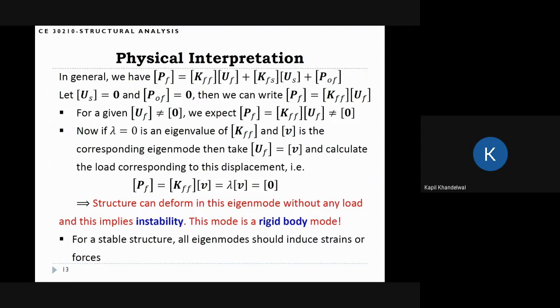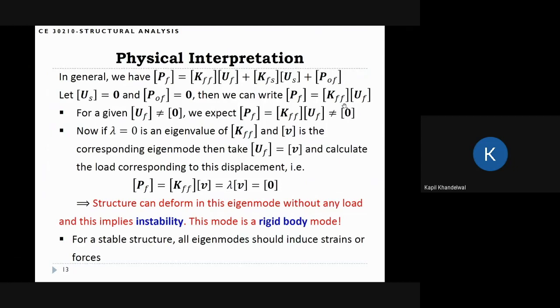In general, we can think that this is the fundamental equation that we are always solving: PF equals KFF times UF plus KFS US plus POF. This is the system that we try to solve when we are looking to find UF. Now let's assume that US and POF are 0, and then we can simplify the system as PF equals KFF times UF. This is just to simplify the ideas here.